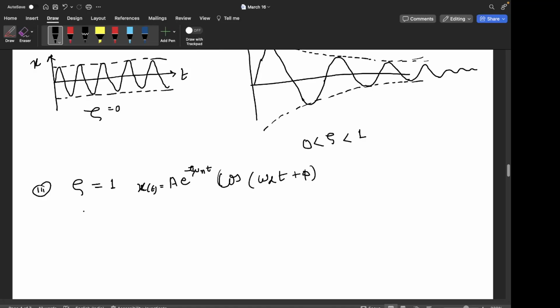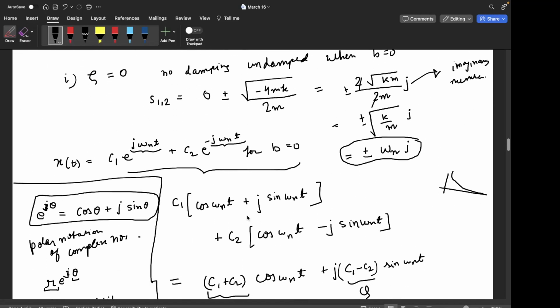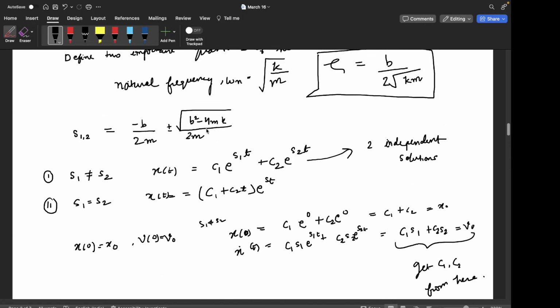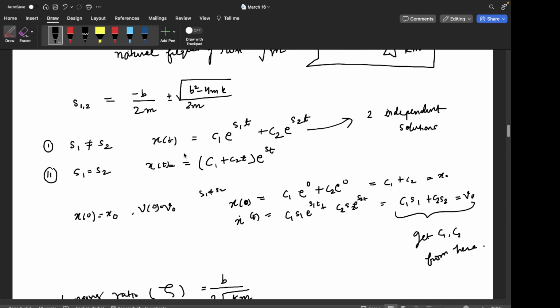When xi is equal to 1, it means that b is equal to 2 under root km, because b by 2 under root km is xi, and if you square both sides, b square is equal to 4 km. This means that b square minus 4 km is 0. This means xi is equal to 1 relates to which case? When b square minus 4 km is 0, right? That means both roots are equal.